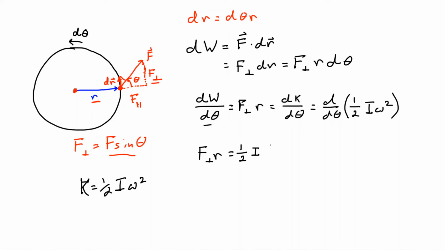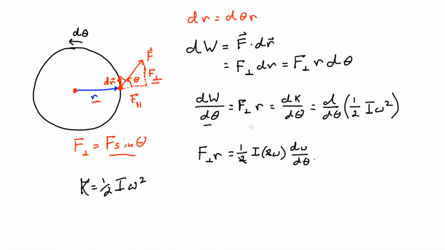Well, I have to apply the chain rule here. First of all, I take the derivative of omega squared with respect to omega, which is just 2 omega. And then the chain rule says I have to multiply this by d omega d theta. All right, so here I can see this 1/2 cancels this 2 here. Now I have d omega d theta.